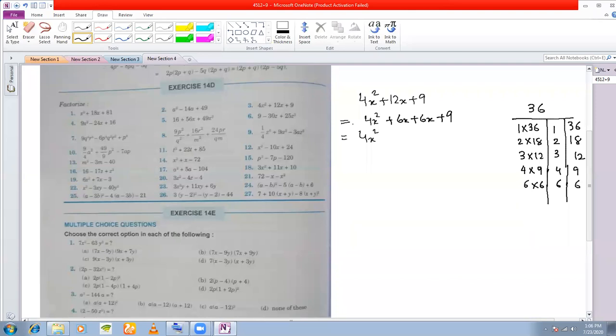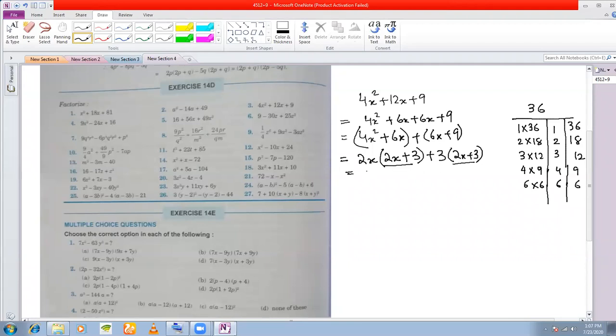Wait, I'll make you rejoin. Let me finish the sum. We group the first and the second, third and the fourth. The HCF of these two will be 2x. So I divide 4x square by 2x, I simply get 2x. Plus 6x divided by 3, HCF of 6x and 9 is 3, so I get 2x plus 3. So I now take out this common factor, 2x plus 3, and I'm left with 2x plus 3. So actually I'm getting a repeated factor, 2x plus 3 whole square.